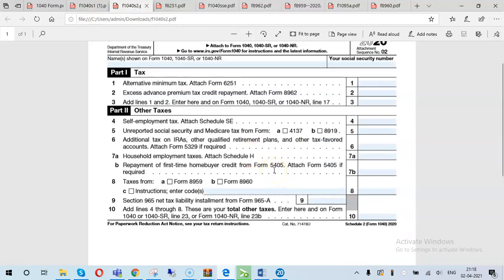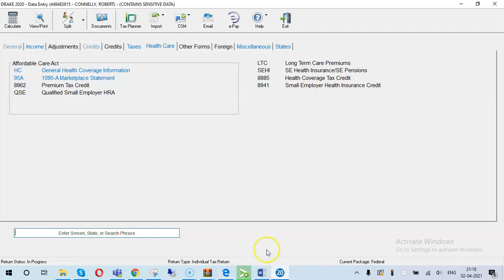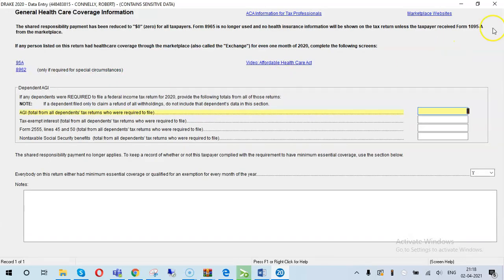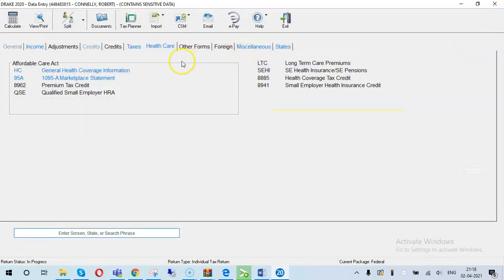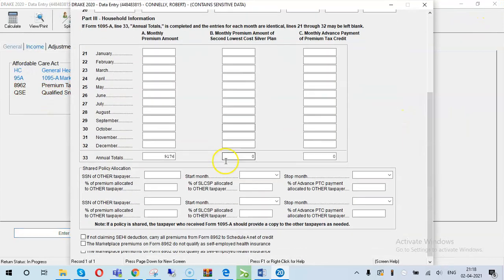This should also flow to Schedule 2. Also line number 9, Section 965 net tax liability installment from 965-A. So guys, let's see how it works in Drake software, the Schedule 2. So guys, this is for the HC form, or healthcare form, and if the taxpayer has received any 1095-A, you have to report everything here in detail.